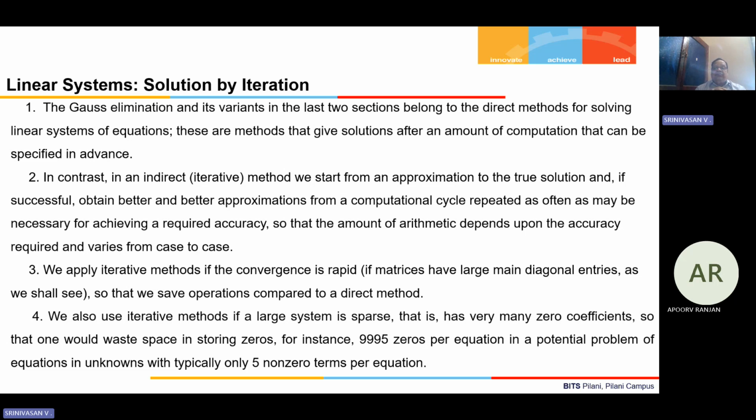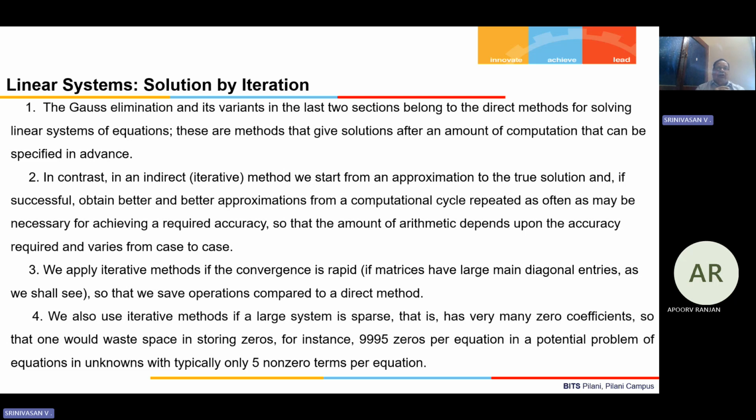In the last two sections, we belonged to the direct methods for solving linear systems of equations. These are methods that give solutions after an amount of computation that can be specified in advance. We go about reducing into echelon form, then identifying the pivoting, and finally, by back substitution. First we do elimination and then back substitution. Whatever the variant, it is a direct method where we have a set of computations.